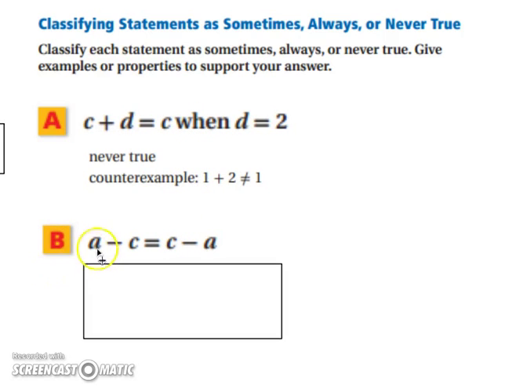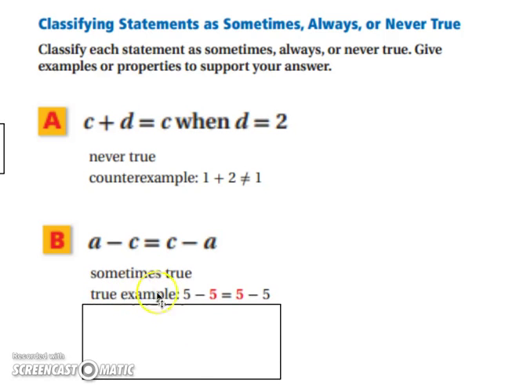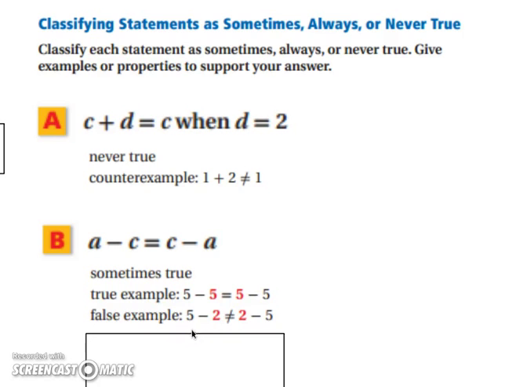All right, let's try B. You have A minus C equals C minus A. Well, this one's sometimes true. A true example: if you had 5 minus 5, it has to equal 5 minus 5. However, if your numbers were different, it's not going to work out. 5 minus 2 does not equal 2 minus 5. So you can only state that it's sometimes true, not always true for every scenario. And that ends our lesson on properties of real numbers.